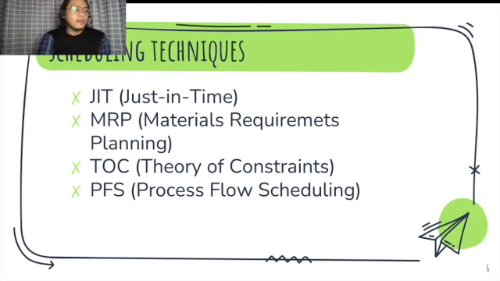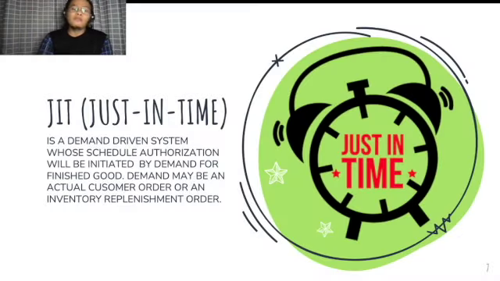at the moment. Okay, so let's try to discuss first just in time. Just in time is a demand-driven system whose schedule authorization will be initiated by demand for finished goods. Demand may be an actual consumer order or an inventory replenishment order. So that is just in time, meaning products are created when there is a demand. They do not create products just so that they could have inventory. They create products when there is a demand for the product.